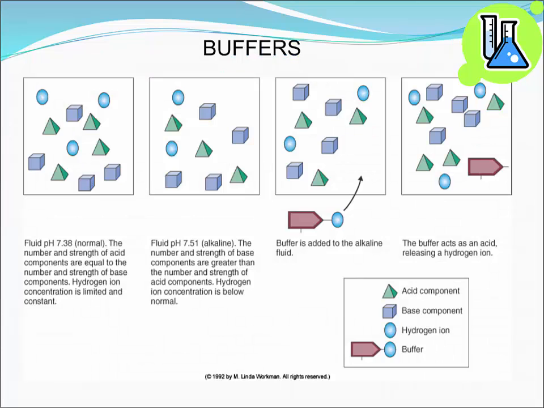This table here is taken directly from your book, page 200, and it demonstrates one of the functions of a buffer. This example shows a situation where the base component outnumbers the acid component, and a buffer is added into that alkaline fluid, or basic fluid if you will, and actually releases a hydrogen ion to maintain homeostasis. And of course the opposite would be true if the acidic component outnumbered the base component: the buffer would be added to the acidic fluid to soak up excess hydrogen ions to maintain the pH between 7.35 and 7.45.